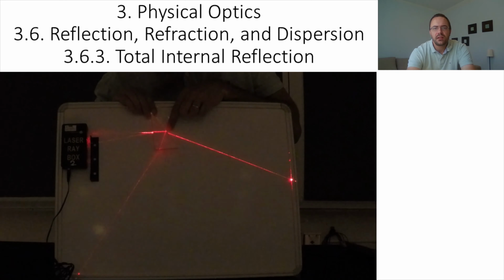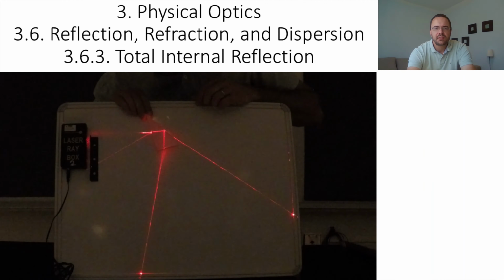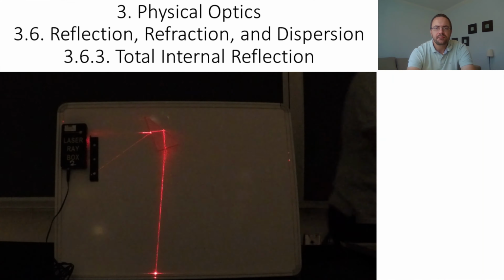Now, if I rotate a little bit the glass triangle, you can see that the refracted ray and the reflected ray are moving. If I continue rotating the glass triangle, at some point, you see that the refracted ray disappears, and there is only a reflected ray.